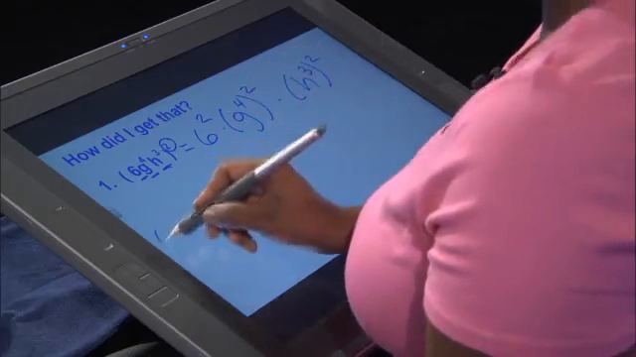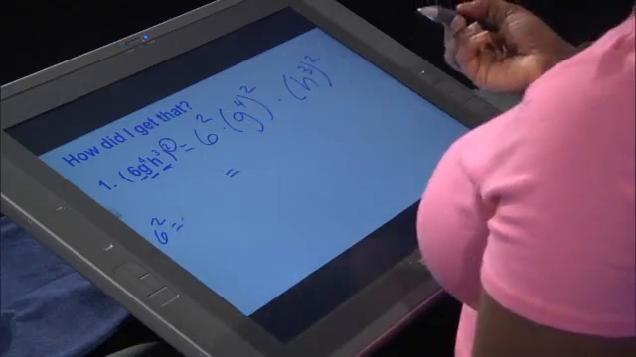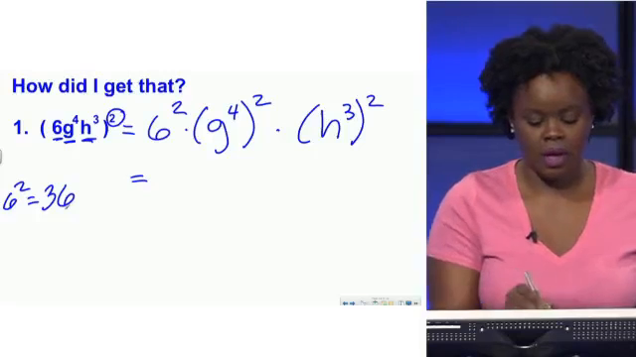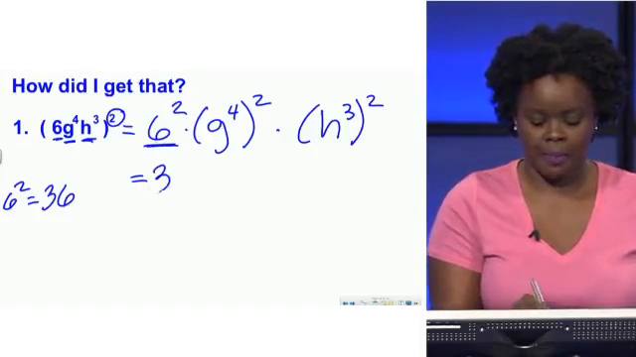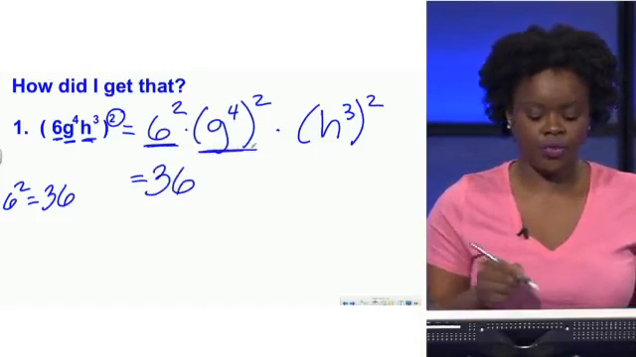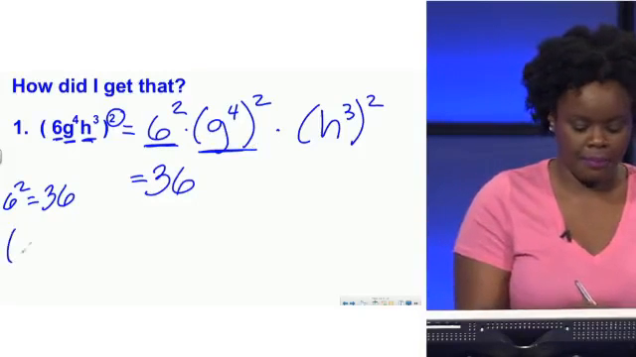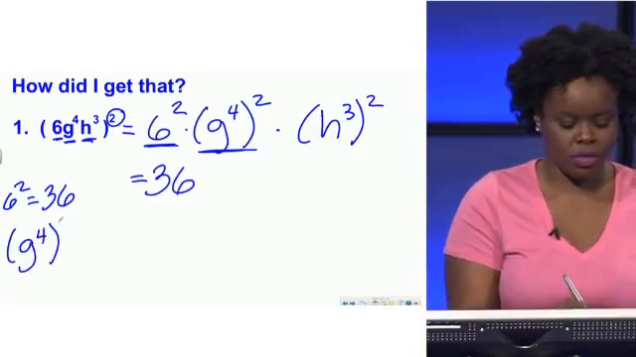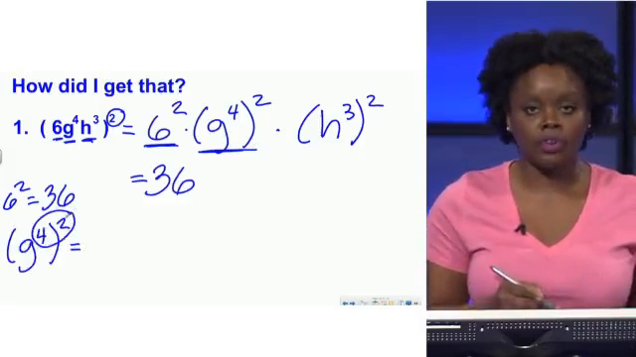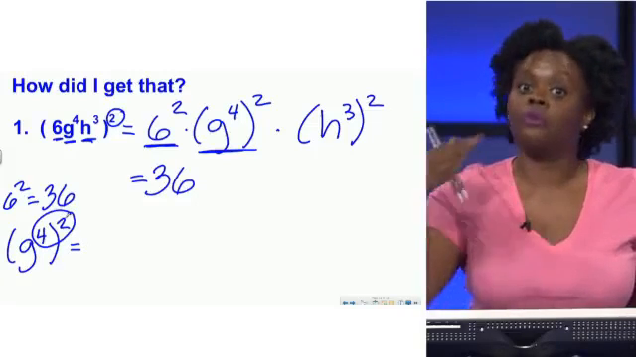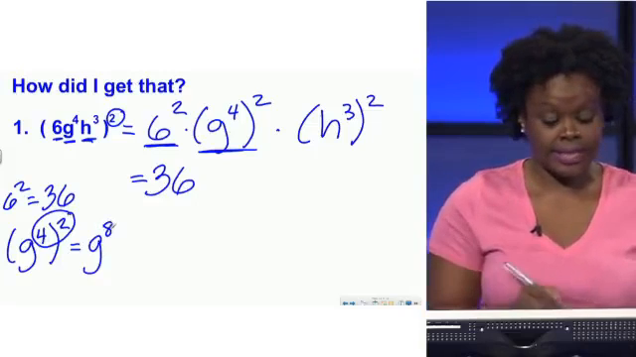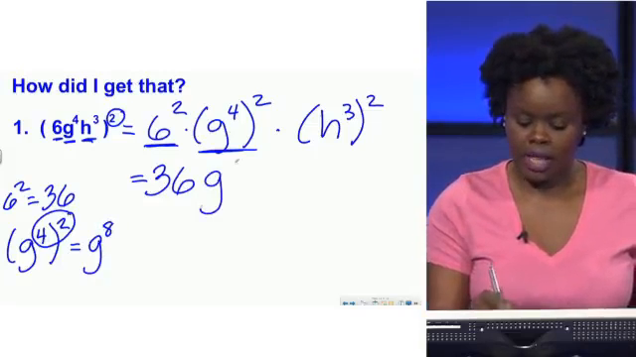I need to get 6 squared. Okay, 6 squared, that's 6 times 6. So that's 36. Okay, so I'm going to replace 6 squared with 36. Then I have this piece, that g to the 4th raised to the 2nd power. So g to the 4th raised to the 2nd power. You're going to multiply your exponents together because you're applying your rule about raising a power to a power. Okay, so 4 times 2, that's 8. So you have g to the 8th.